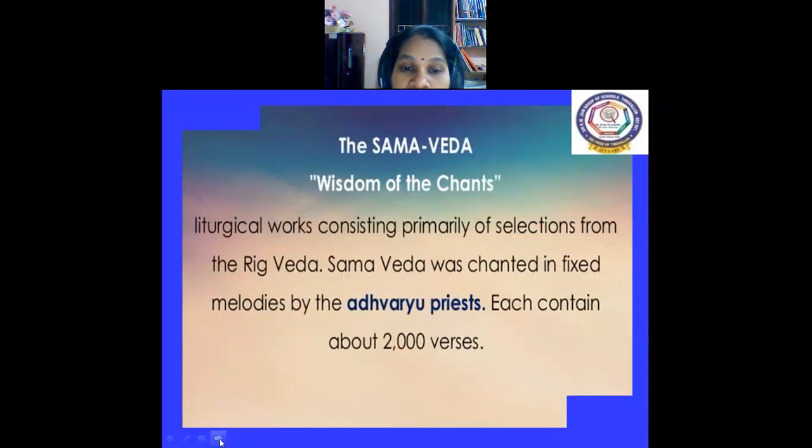And then Samaveda, wisdom of chants, liturgical works consisting primarily of selections from the Rig Veda. Samaveda was chanted in fixed melodies by the Atharva priest. Each contains about 2000 verses. Here in this, 2000 verses are there.